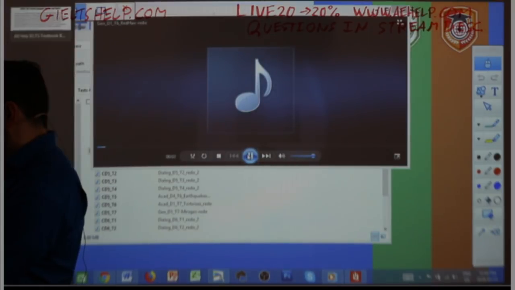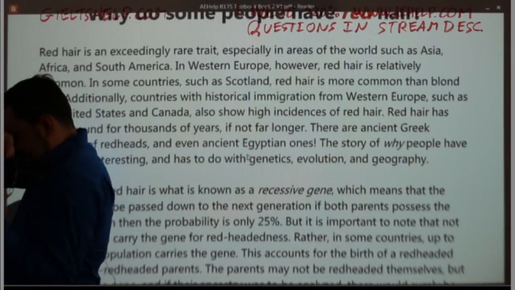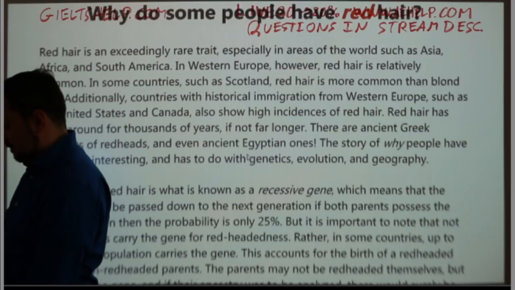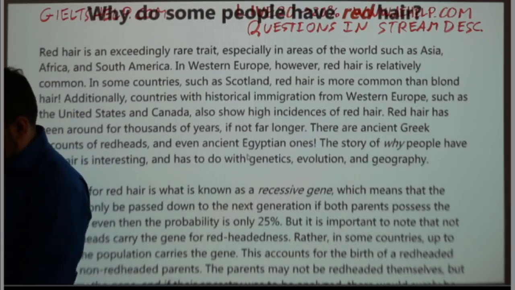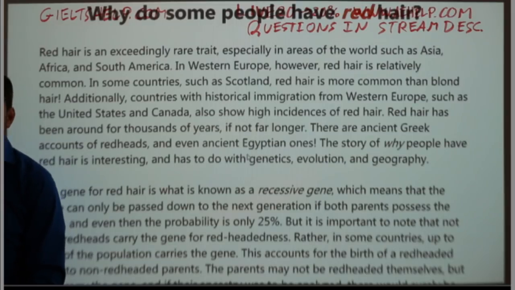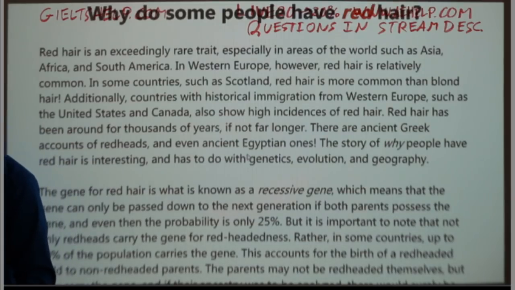People have red hair. Red hair is an exceedingly rare trait, especially in areas of the world such as Asia, Africa, and South America. In Western Europe, however, red hair is relatively common. In some countries, such as Scotland, red hair is more common than blonde hair. Additionally, countries with historical immigration from Western Europe, such as the United States and Canada, also show high incidences of red hair.